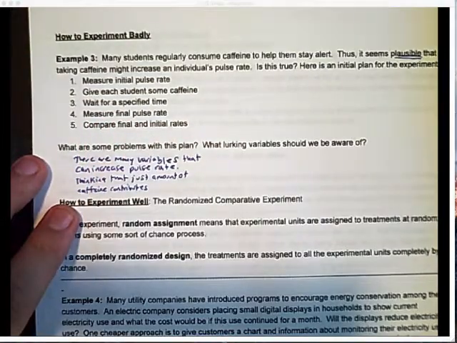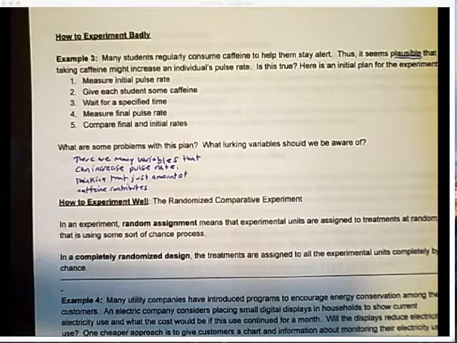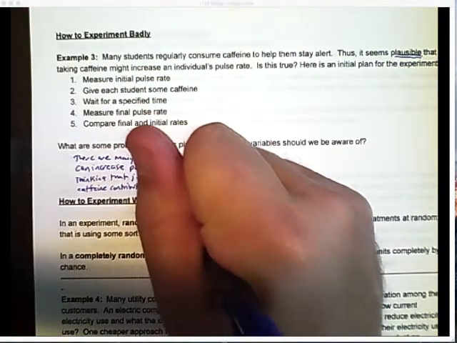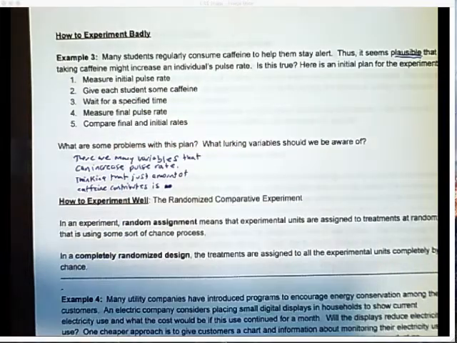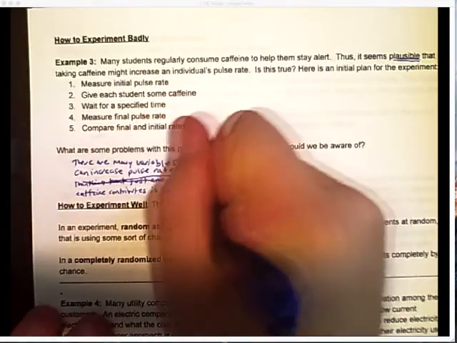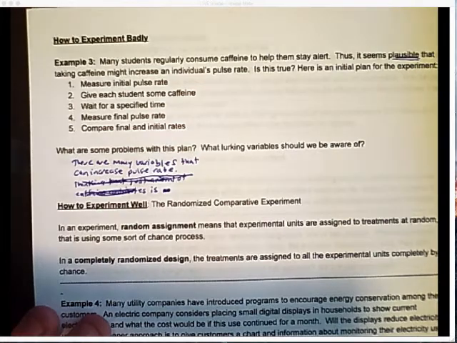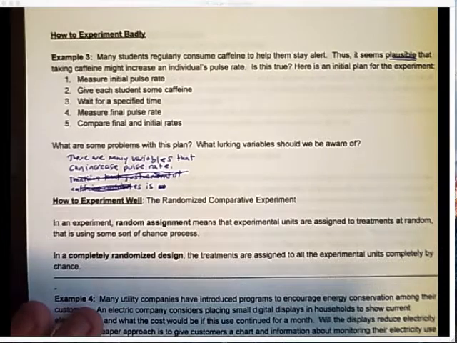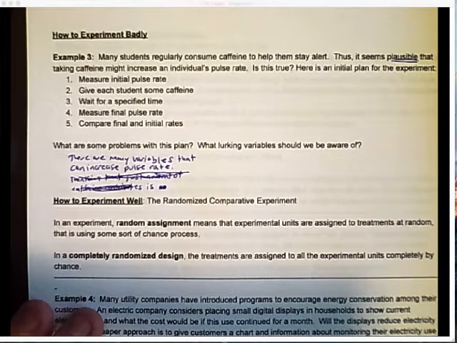All right. So I'm thinking a lot of things can increase my pulse rate. There are many variables that can increase pulse rate. More than just caffeine affects pulse rate. What lurking variables, what other things can we think of can cause increases to pulse rate besides caffeine?